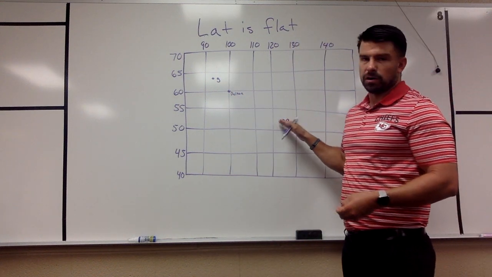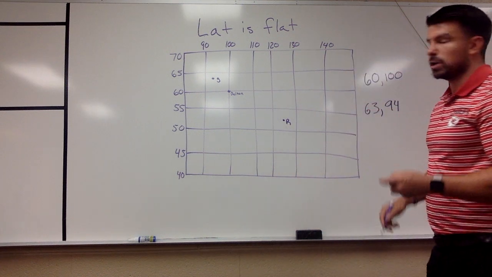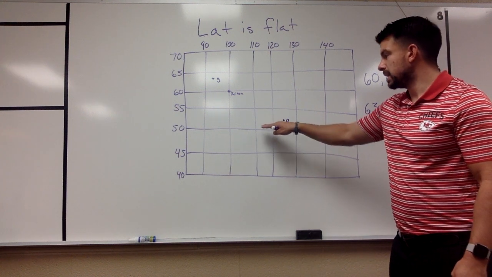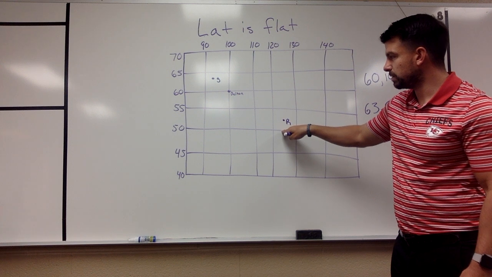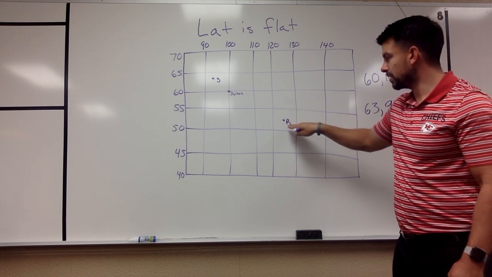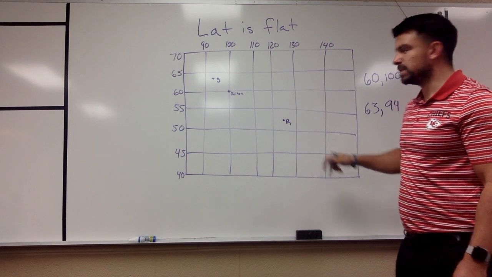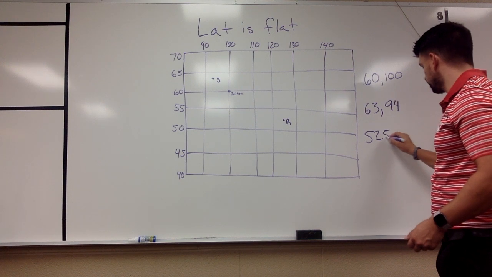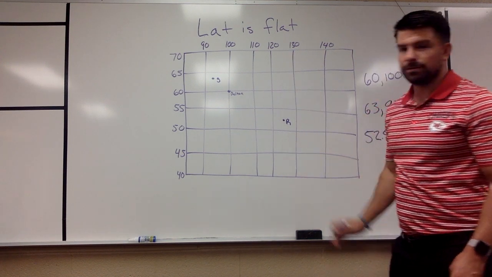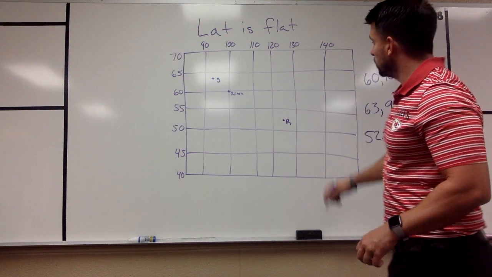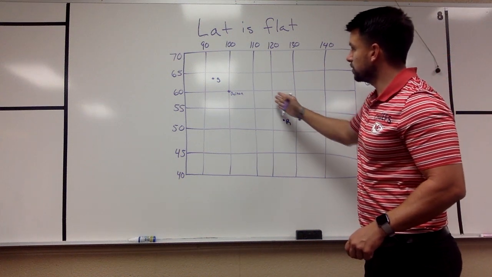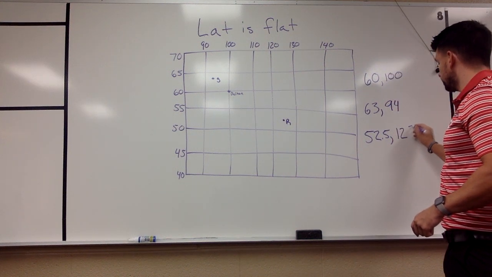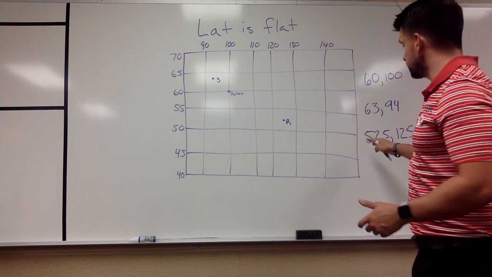And lastly, we have R over here. Remember, we always have to find our latitude line first. The latitude line for R is somewhere between 50 and 55, so we'll say 52.5. We next need to find our longitude line. You can tell it's between 120 and 130, so we'll say that's about 125. So that is our coordinates for R.